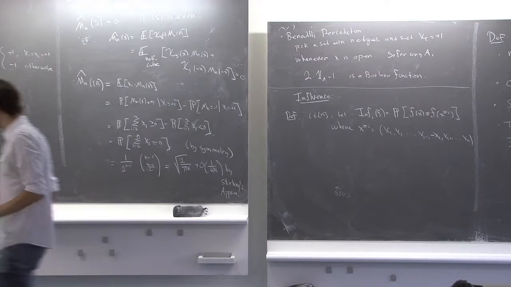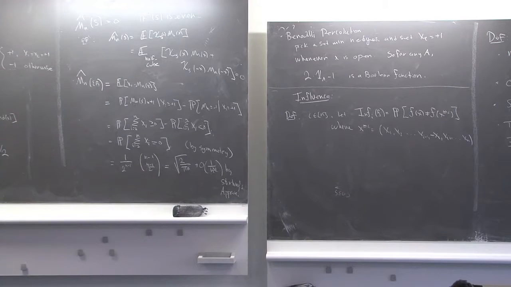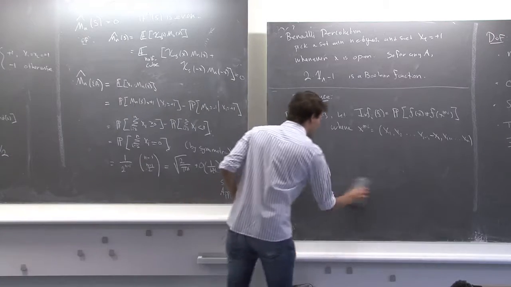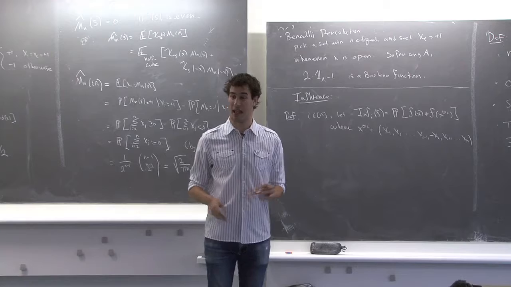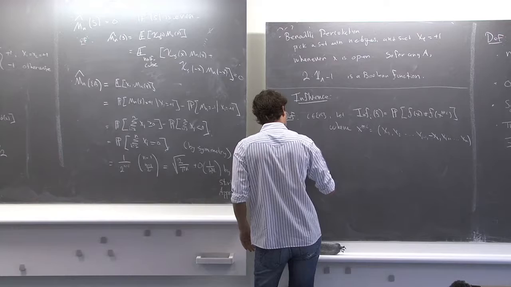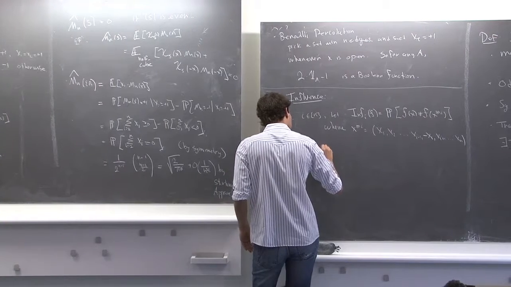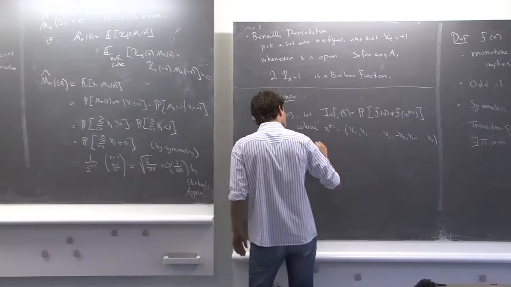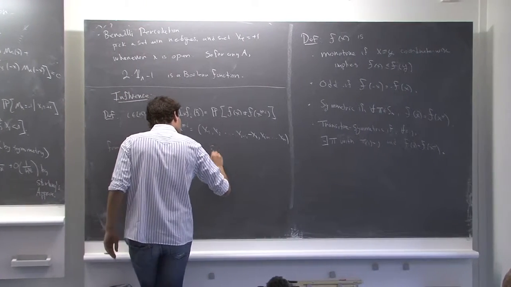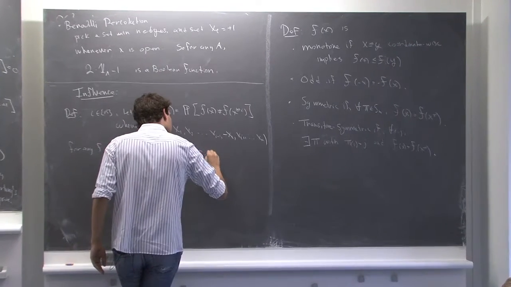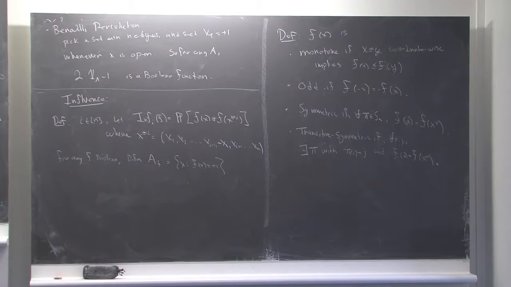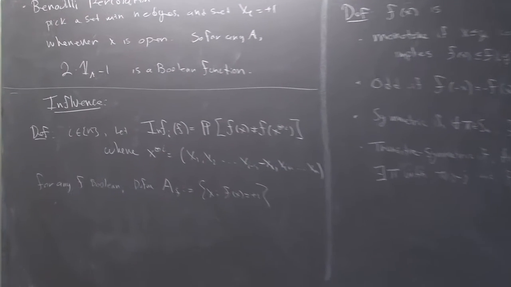Now, to me, this is really a question of geometry. I think the easiest way to think of influence is to think a bit about sets in the Hamming cube. So, for f Boolean, I'm going to consider A_f to be the subset of the Hamming cube for which f is equal to +1.